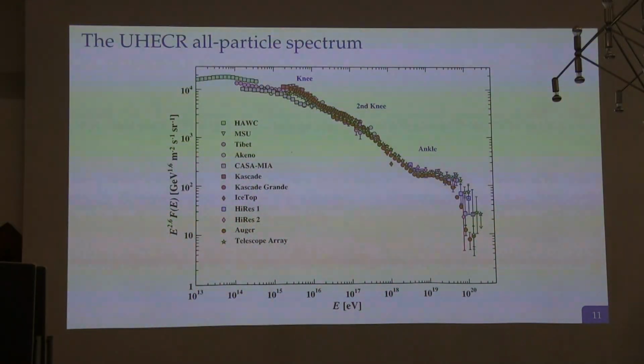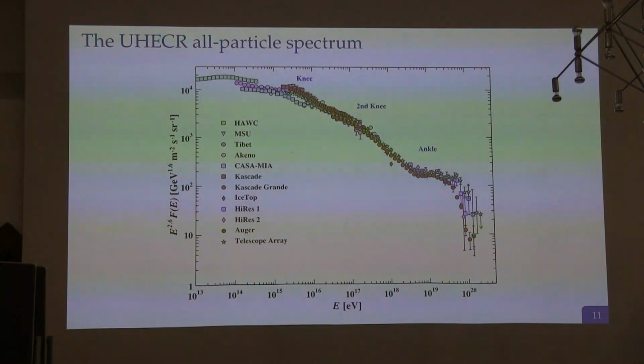So that looks messy, and what I want to do is take away some of that messiness and explain to you what we believe is the origin of those knee, second knee, and ankle, and what they represent about where the cosmic rays are coming from. Okay, so for that, I will use the board for a little while. Actually, let's leave it up, because that way you can compare what I write with that.